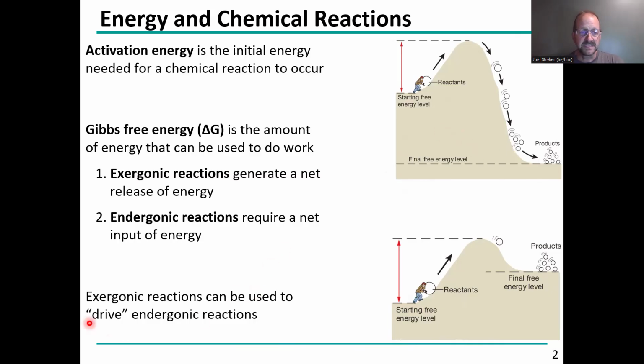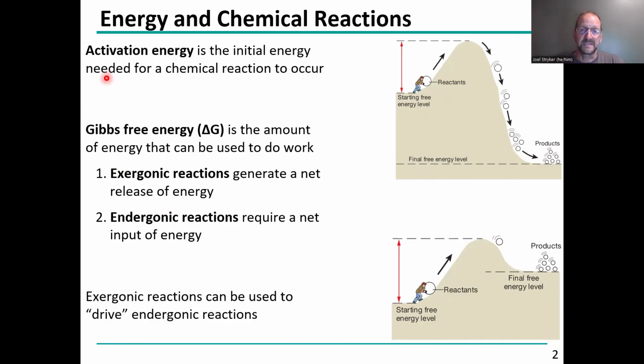One thing that happens in the cell, and this is usually how it's done, is that exergonic reactions can be used to drive endergonic reactions, meaning that as the energy is being released from the exergonic reaction, that energy could be used to supply this difference to allow the endergonic reactions to occur. We have a lot of endergonic reactions that need to happen in our cells, and the only way to get them to reliably happen is to provide energy for them by coupling them with exergonic reactions.